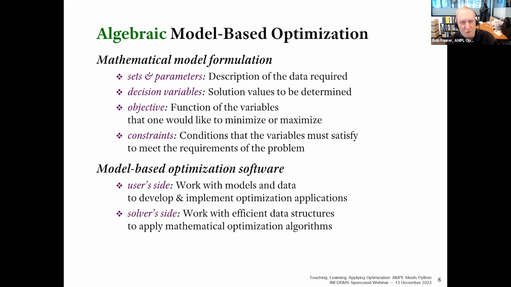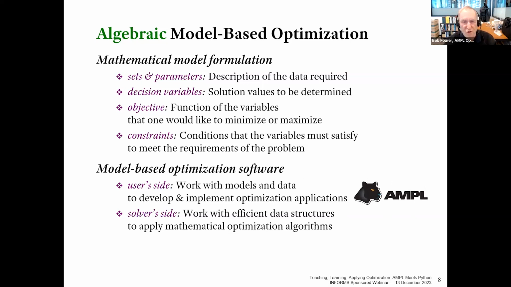So as a result, model-based optimization software tends to be of two kinds. One, on the user side, is software for working with the models and data to develop and implement applications. And the other, on the solver side, is software to work with the data structures and such to actually optimize them, solve problems. And AMPL fits into this class of problems. So this is what I'll be talking about, the modeling side here.